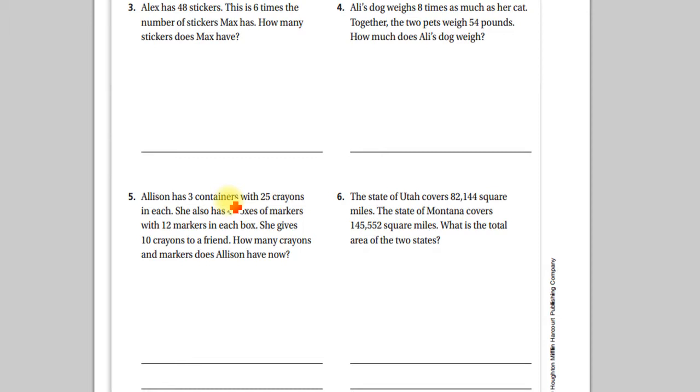to P48. Again, I'm not going to do all of these problems. I'm going to set a few up and we can solve them that way. Okay, I'm going to start with number 3. Alex has 48 stickers, so that's important, 48 stickers. This is 6 times the number of stickers Max has.